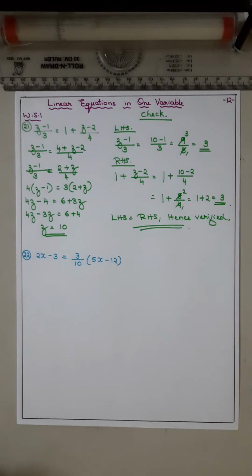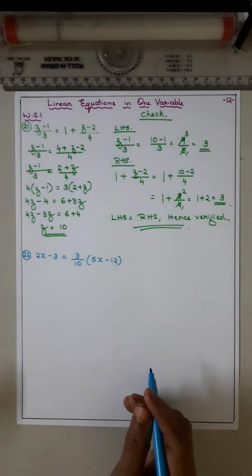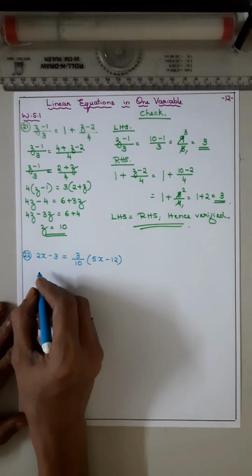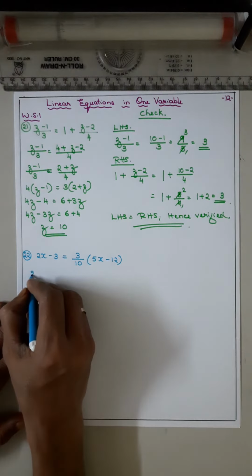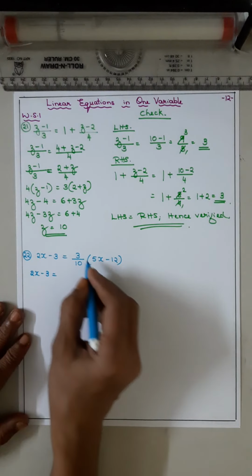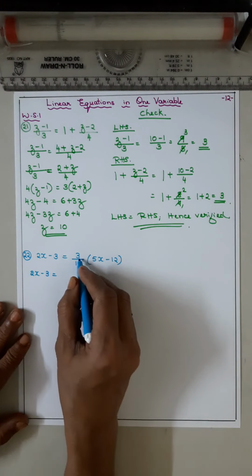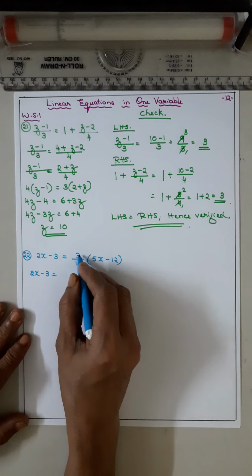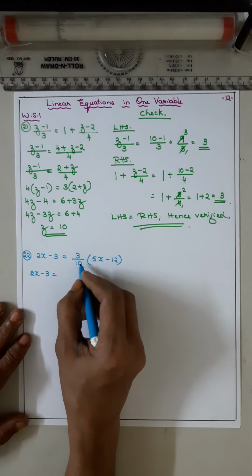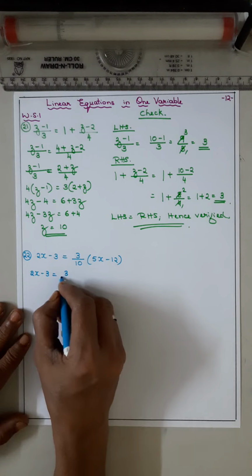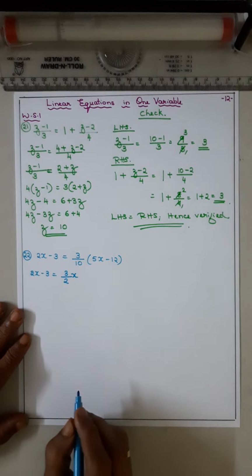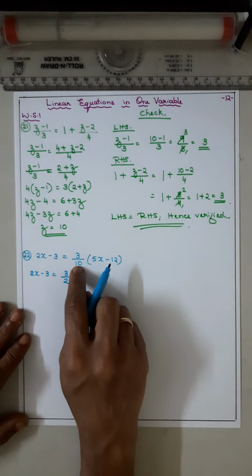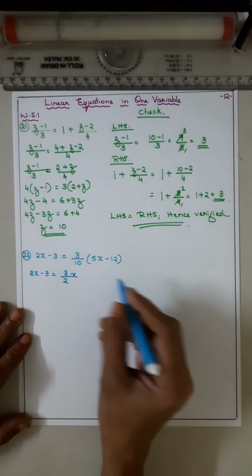It is 2x minus 3 is equal to 3 by 10, bracket open, 5x minus 12. So it is 2x minus 3. Now you solve this, 3 by 10 into 5x. So when you multiply 3 by 10 into 5, 5 1s are 5, 5 2s are 10. So it becomes 3 by 2x. Why? Did you understand? 5 1s are 5, 5 2s are 10. So it becomes 3 by 2.